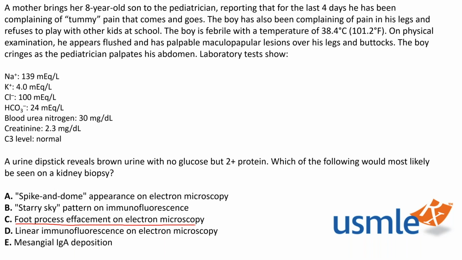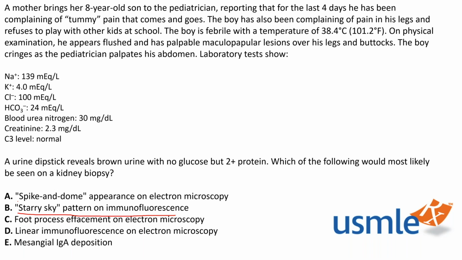Moving on to B, we have the starry sky pattern on immunofluorescence. This is most classic for acute post-streptococcal glomerulonephritis. And they like to compare IgA nephropathy or Henoch-Schönlein purpura and acute post-streptococcal glomerulonephritis. They like to link those two together. So if you see one of those answer choices, usually the other is also going to be there. The reason they like to do that is post-streptococcal glomerulonephritis causes low complement levels, while IgA nephropathy or Henoch-Schönlein purpura causes normal complement levels. So that's a compare and contrast I'd like to do there.